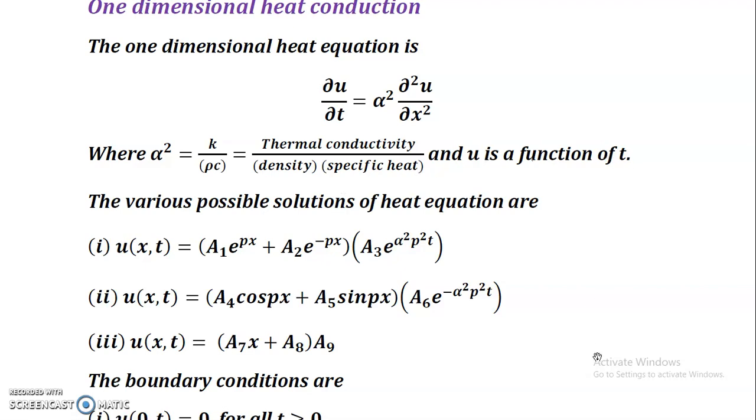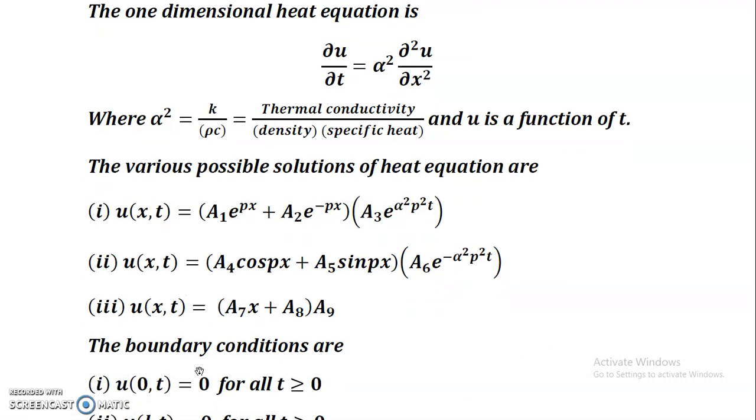U is a function of t. The possible solutions are here. Here U is the temperature, x is the distance, and t is the time. The purpose of using the one-dimensional heat equation is that we can find the temperature of the string at any point of the interval at various distances.